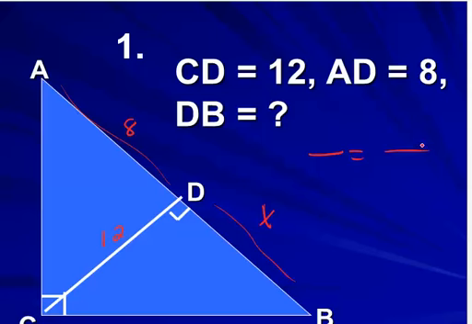So again, the altitude is the geometric mean, so I'm going to put that in the means, of the two parts of the original hypotenuse. So those are my extremes, the 8 and the X. To solve, we're still going to be cross multiplying. So 8 times X is 8X equals 12 times 12 is 144.